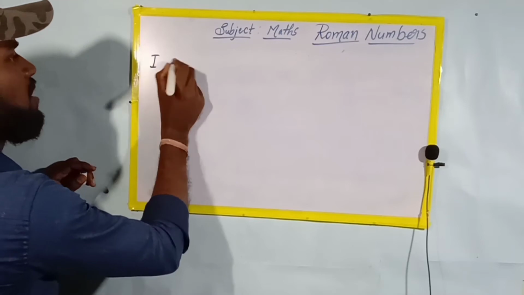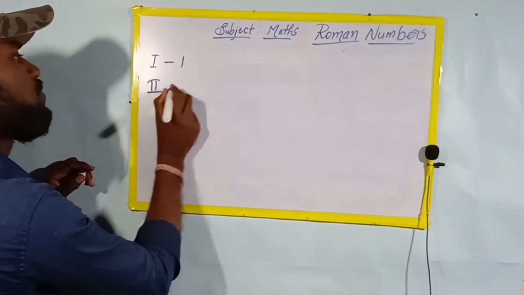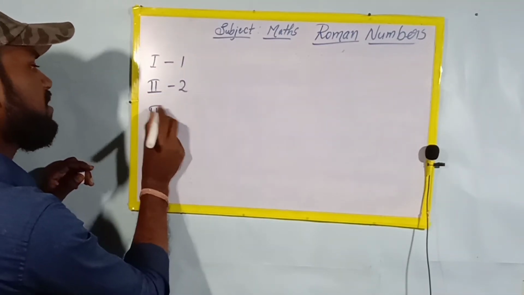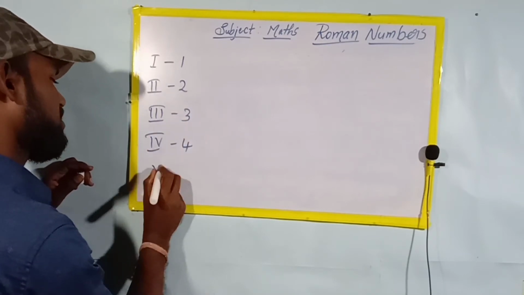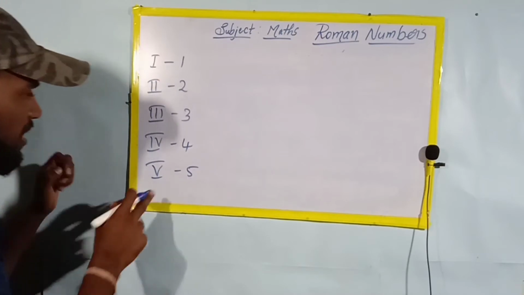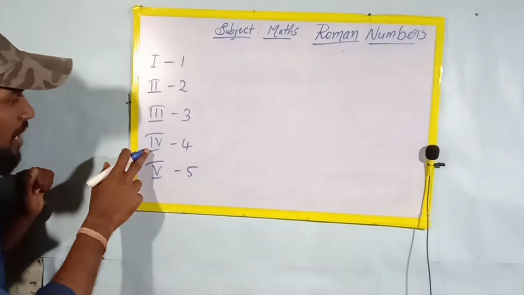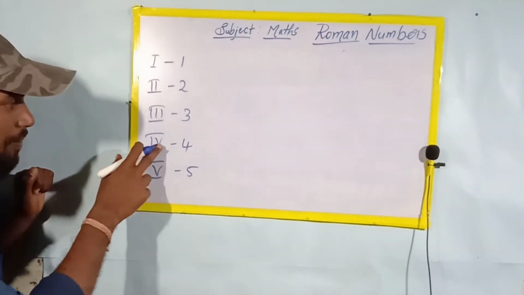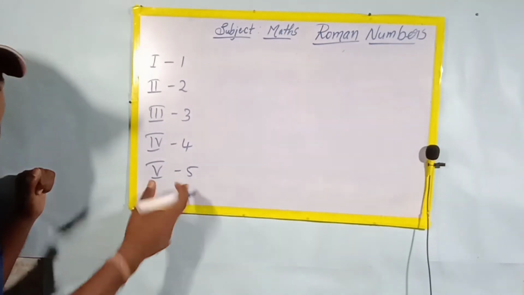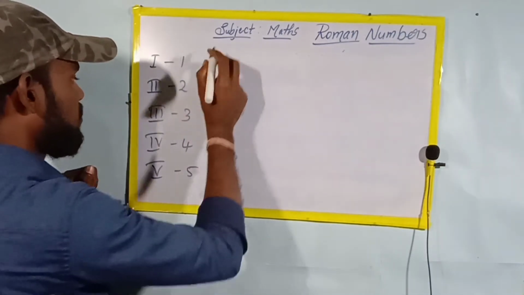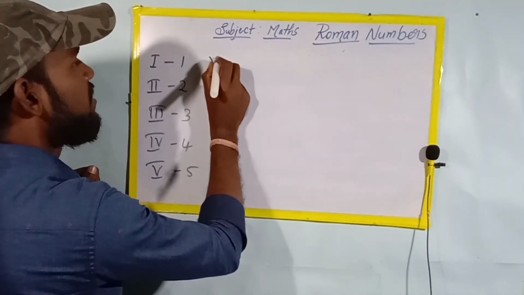This is the symbol of 1. This is the symbol of 2. This is the symbol for 3. This is the symbol for 4. This is the symbol for 5. See here, this is a 5 actually. If I put a smaller value before a bigger value, that means subtraction. 5 minus 1, 4. Everyone clear? So now 5 is completed.